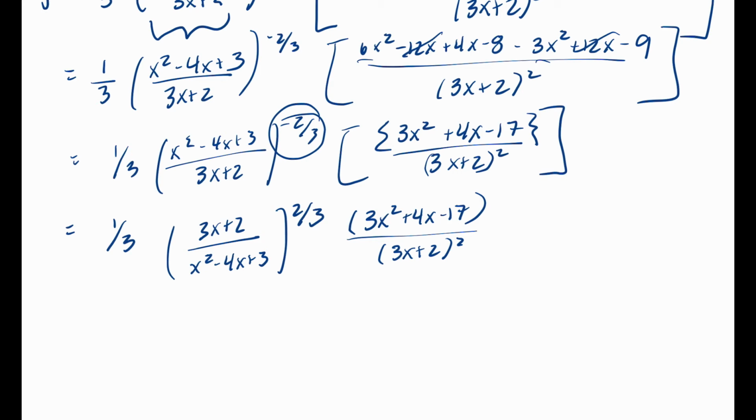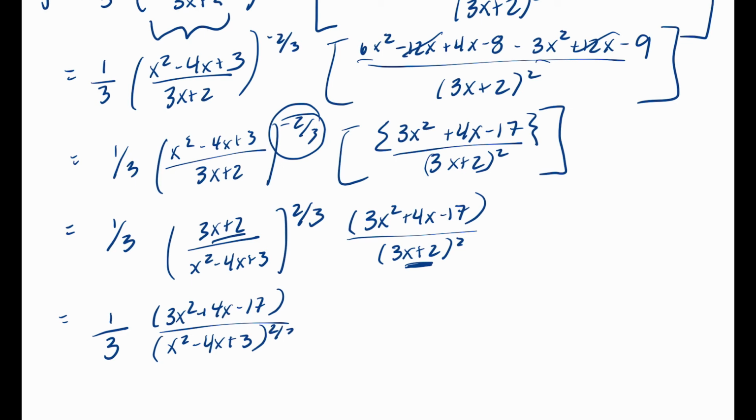So from this I can see I have this and this in common. So I'm going to rewrite those. I'm just going to put my 3x squared plus 4x minus 17 here because I know that that's simplified all the way. I'm also going to put my x squared minus 4x plus 3 to the 2 over 3 here because I know that this is simplified all the way. So now the only thing I have to deal with is 3x plus 2 to the 2 over 3 divided by 3x plus 2 to the power of 2.